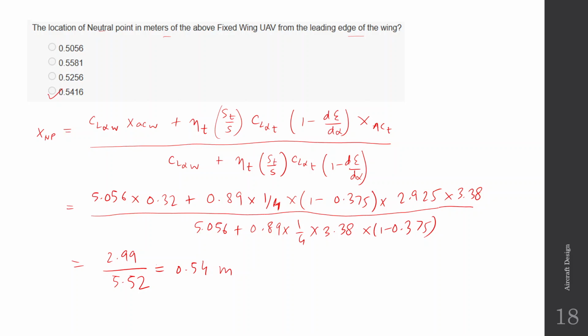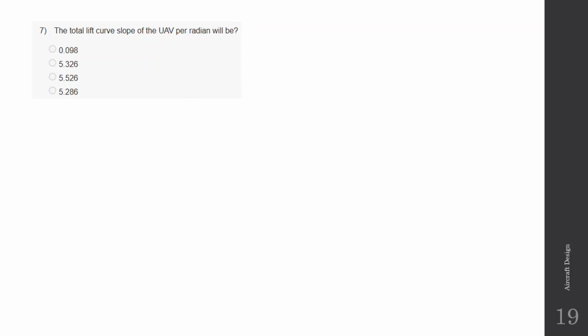Moving on, so this is the next question. The total lift curve slope of the UAV in per radian. So basically you have been given CL alpha wing, you have been given CL alpha tail and all the parameters of the tail. So you have to find CL alpha of the aircraft. In a way, you have to sum up the contribution of the wing and the tail.